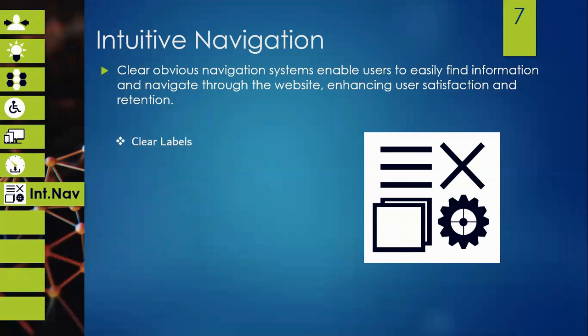Imagine that. So, clear labels. Yes, use descriptive and easy to understand labels for navigation items. Make sure it's very international and very common to understand. Logical hierarchy. We'll go to that a bit further, but you should organize navigation menus in a logical hierarchy, grouping related items together and prioritizing important sections upfront, right? And then consistent placement. Keep navigation menus in consistent locations across pages to maintain familiarity and ease of use for users.